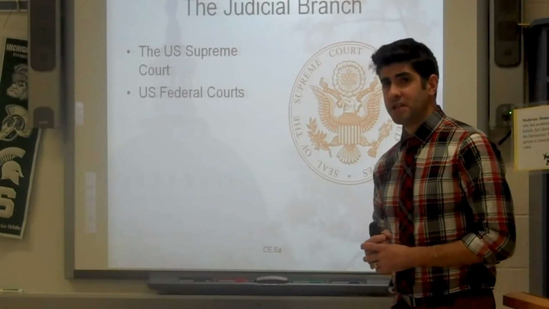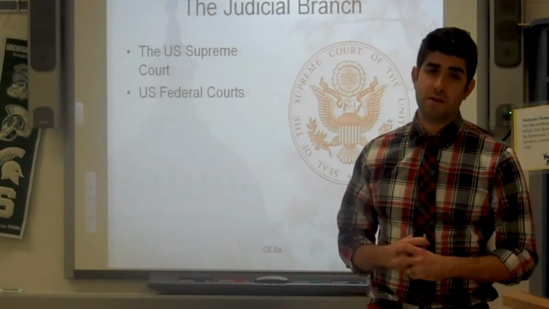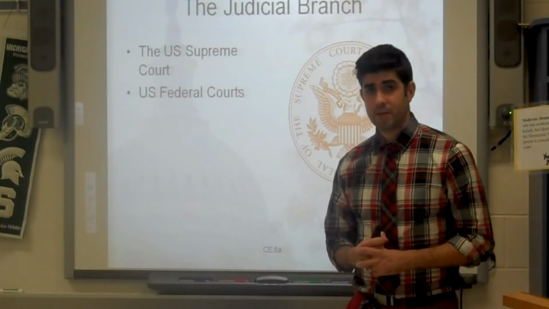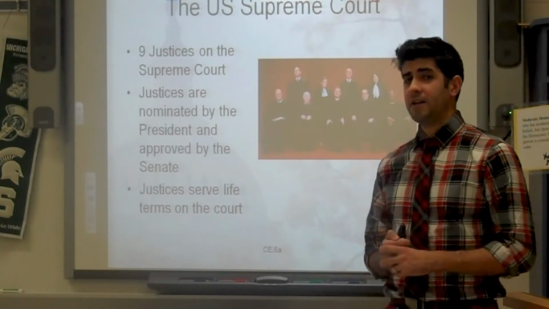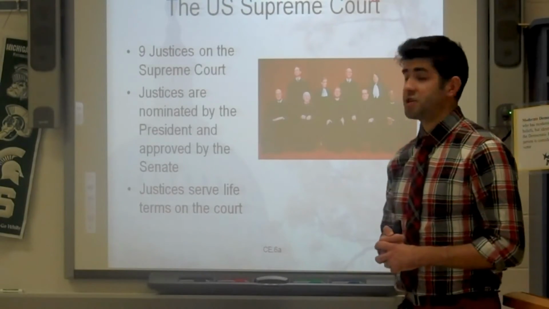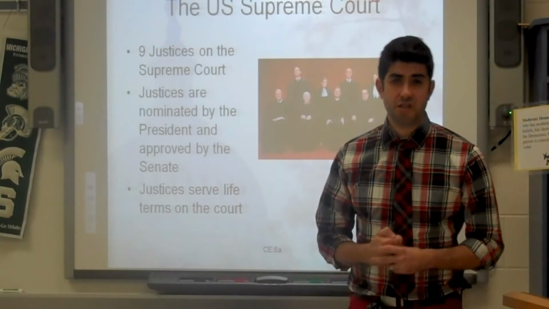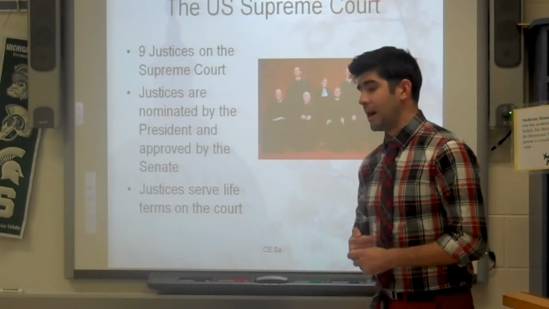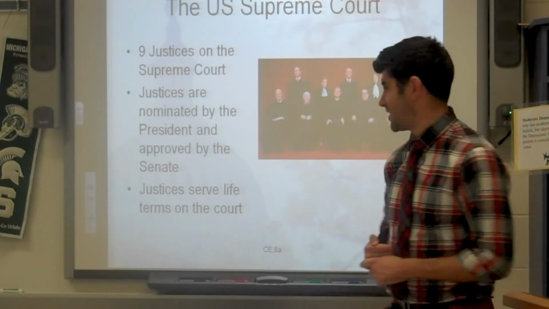The judicial branch now is made up of the United States Supreme Court, which is the highest court in the federal system of courts, and all other federal courts. Currently, right now, the Supreme Court has 9 justices. They're not called judges, they're called justices. A Chief Justice is the head of the Supreme Court. Currently, our Chief Justice is John Roberts, appointed by George W. Bush. They are nominated again by the President, and they must be approved and confirmed by the Senate.